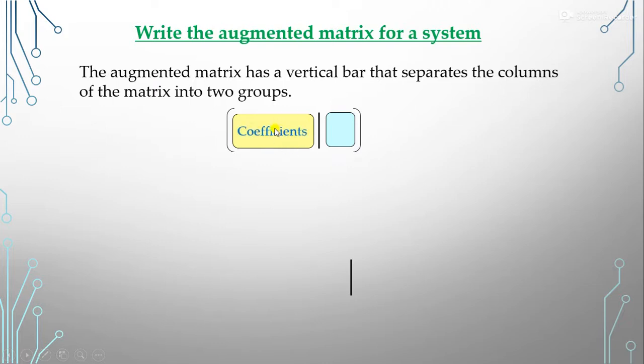Suppose we have two-variable equations. We put the coefficients of the variables here, and in this column we take the constants. This will always be the column vector on the right side, and the coefficient part is a matrix of 2 by 2, 3 by 3, or any size. Now we have to arrange our matrix in this form. So this is called the augmented matrix.